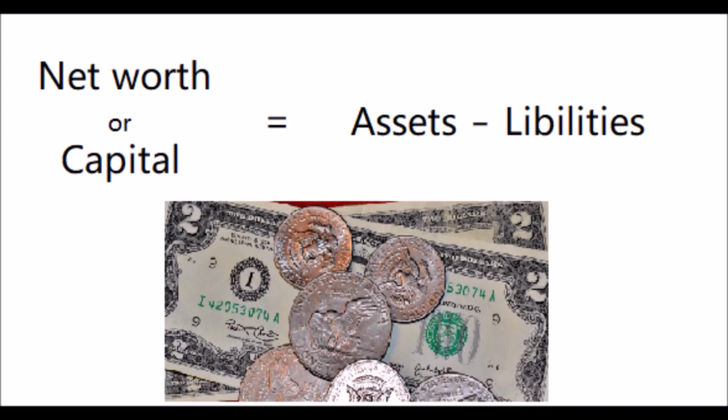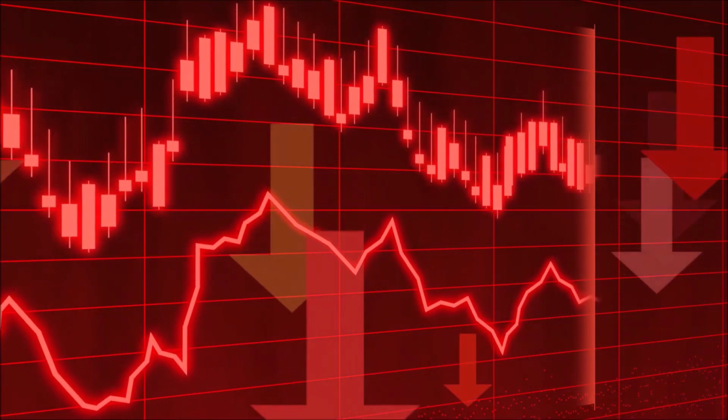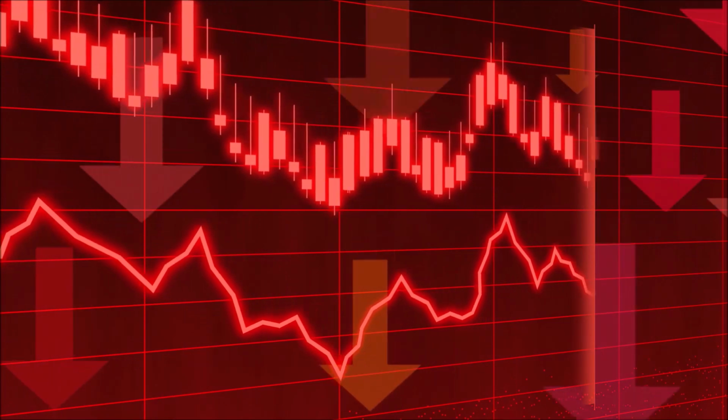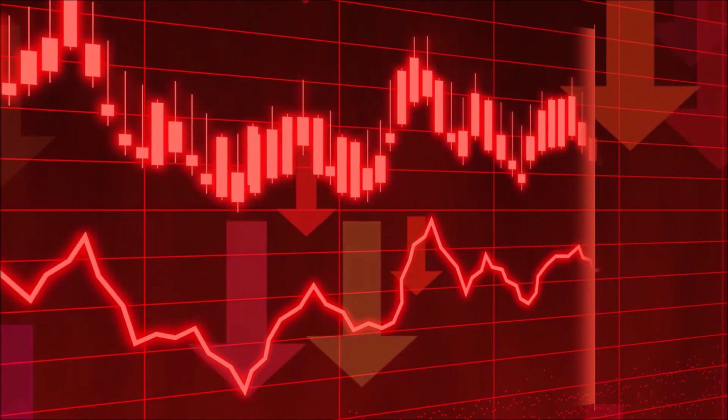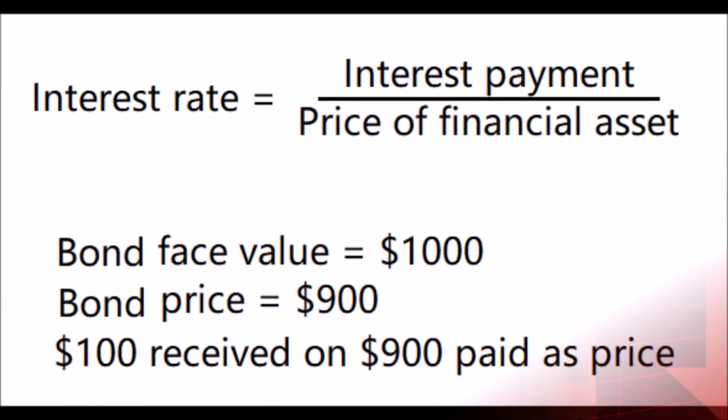Net worth or capital, these two are 2 names of the same thing, is the difference between assets and liabilities of a firm or an individual. If capital is above 0, that means the firm is solvent. If capital is below 0, if liabilities are greater than assets, then the firm is insolvent and is likely to go out of business.